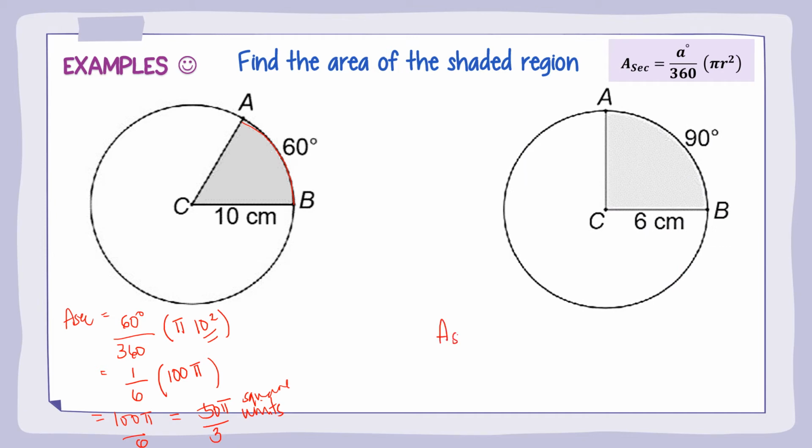Again, area of a sector is equal to the degree. The degree is 90 divided by 360 times pi. Our r is 6 squared. So let us reduce 90 over 360 to lowest term again. This is 1/4. 6 squared is 36 pi. 1 times 36 is 36 over 4 pi. Lowest term, this is 9 pi. Okay.